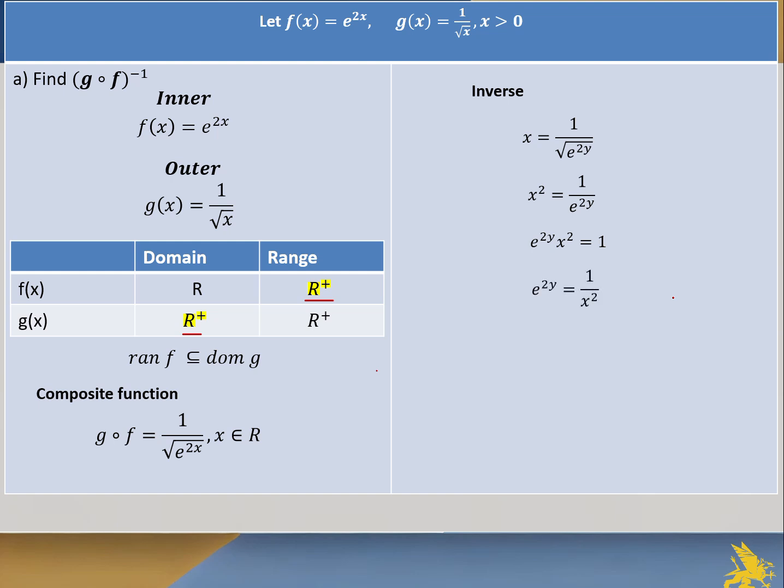Now I can use my log, because we're dealing with exponents. So log base e, 1 over x squared is going to be equal to my exponent. And finally, I can divide by 2.